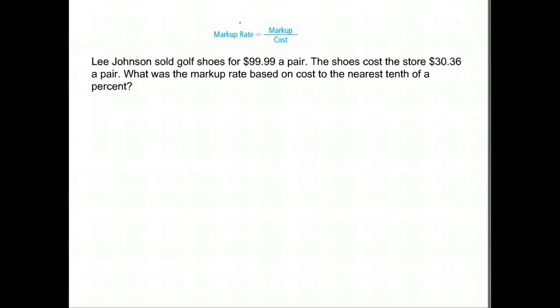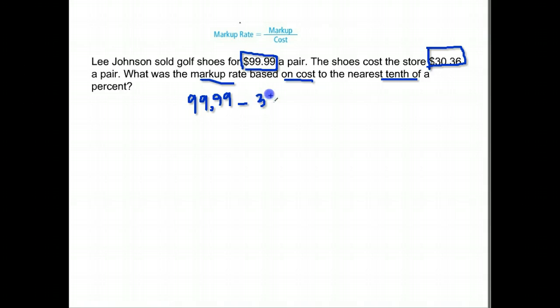All right, here's one last example. Here we have Lee Johnson. He sells golf shoes, and he sells them for $99.99. That's his selling price. The shoes cost him $30.36 a pair. What is the markup rate? Again, based on the cost. This one they want to the nearest 1/10 of a percent. So let's try this out. First, once again, they did not give us the markup, so we have to find it. We're going to take the price they're selling the shoes for minus the cost of the shoes, and that will give us our markup so that we can get started.